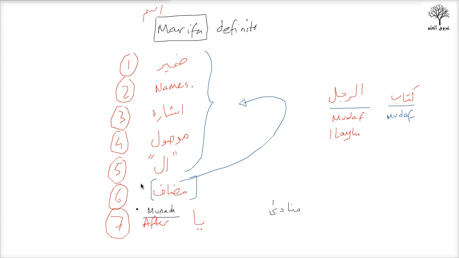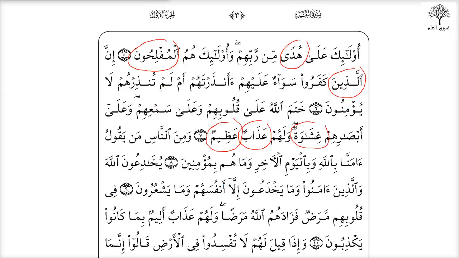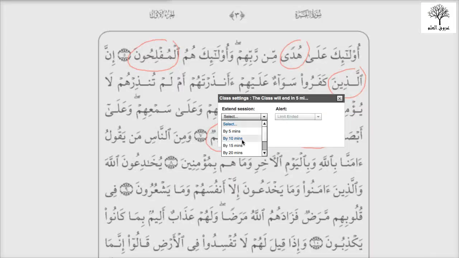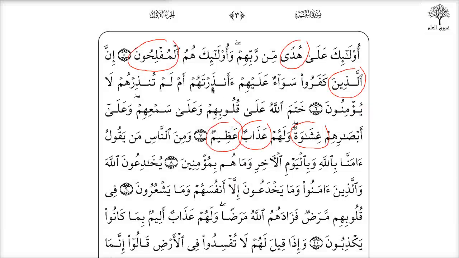Okay, 7 ma'rifahs. And once you identify each one, once you're able to understand each one, if you were to go into the Quran, let's say, and you said, for instance, ulaika, if you knew that ulaika is a... okay, that's fine. I've actually just finished now anyway.